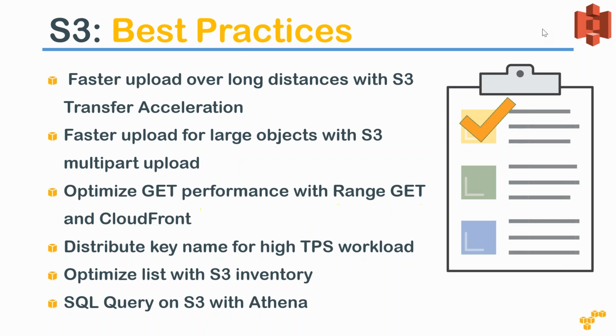And randomize your keys. If you randomize your keys, then your high transaction processing workload will behave very nicely, and your customers will be happy. And use the list option or inventory option that Amazon itself provides to make your inventory faster and to do some post processing. You can also do SQL query directly on S3 using Amazon Athena.